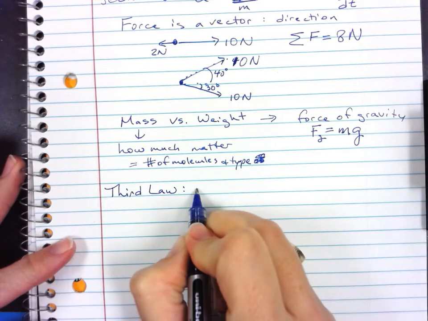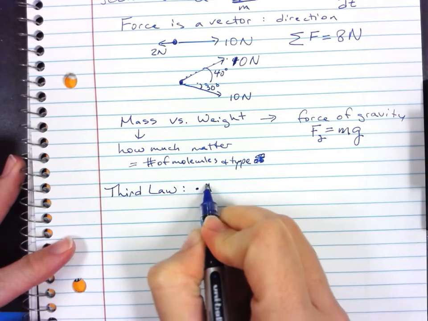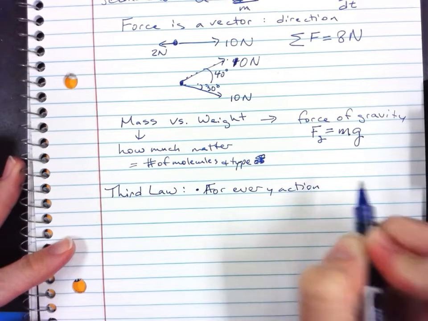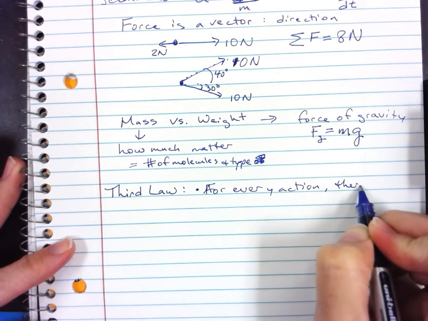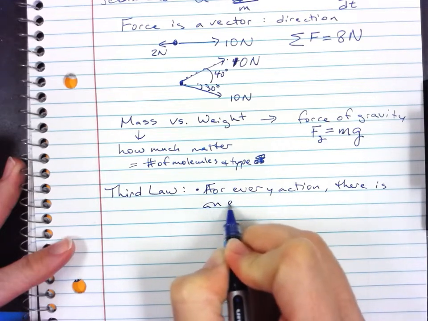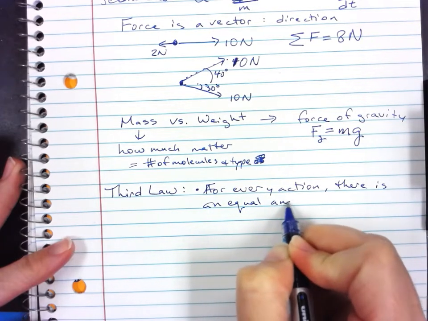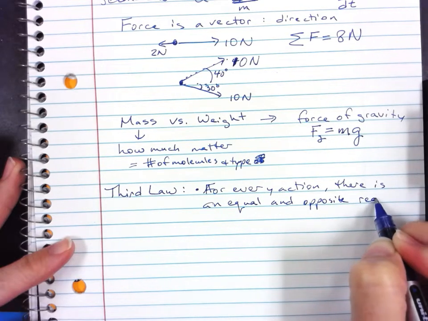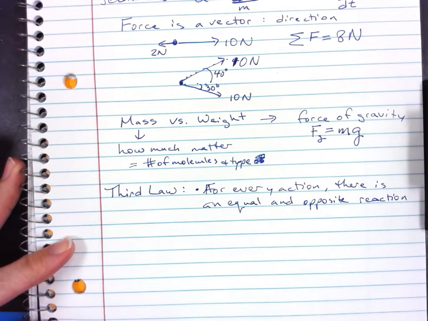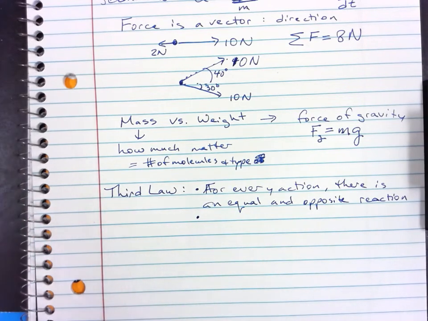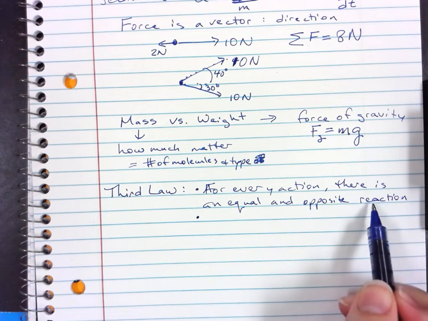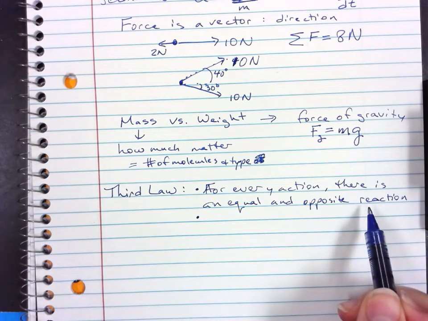Again, it's often written: for every action there is an equal and opposite reaction. The problem with that, and as I've talked about last year, is that in English, reaction means something that happens because of something that somebody else did.